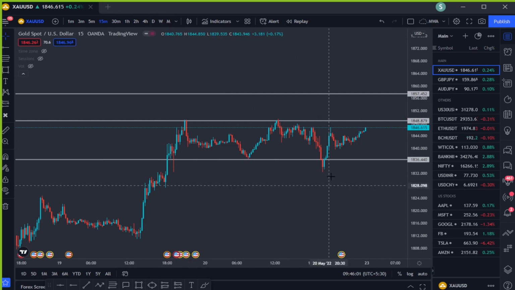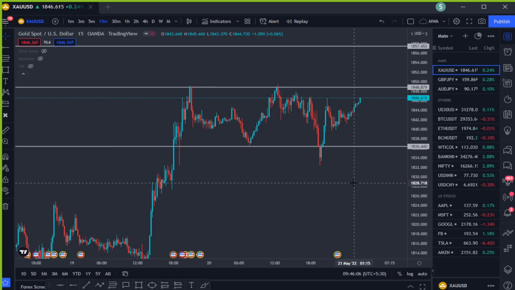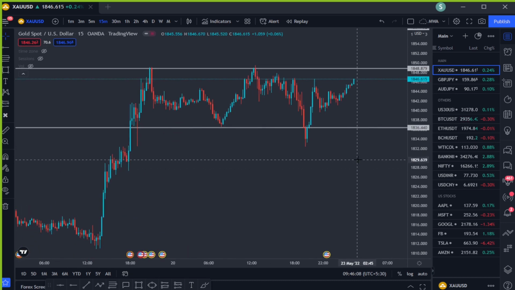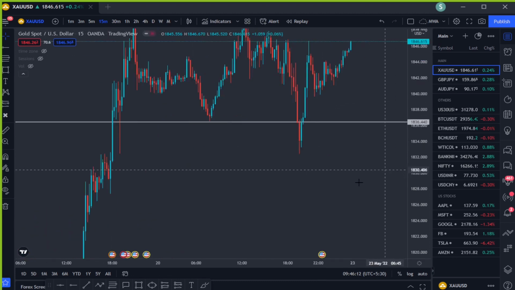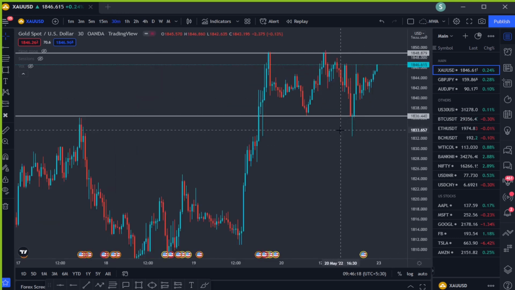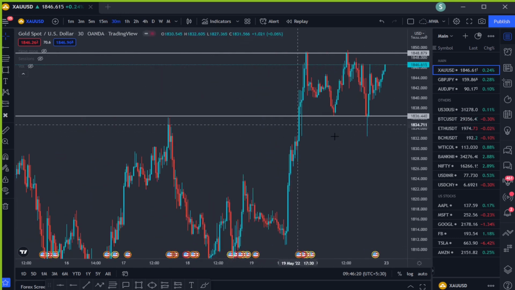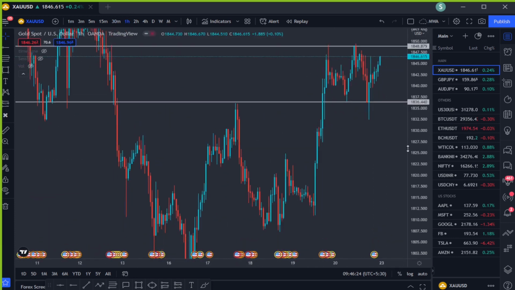What about the short trades, guys? As we know, the daily is bullish, so if we are looking for short trades, then we have to be a little bit cautious. In terms of the short trades, on 30 minutes this is going to be a level, right? On 30 minutes and on 1 hour this is going to be a strong resistance level.